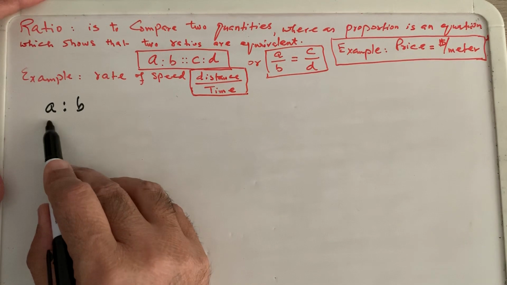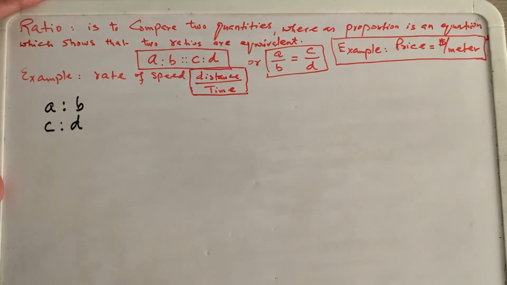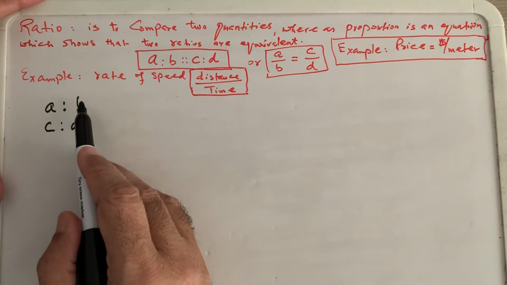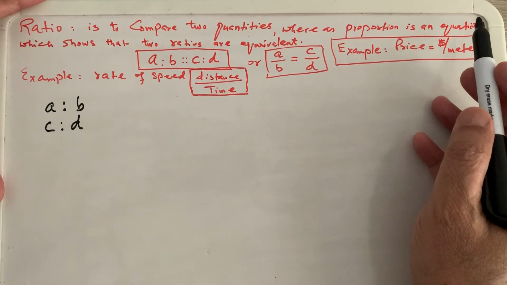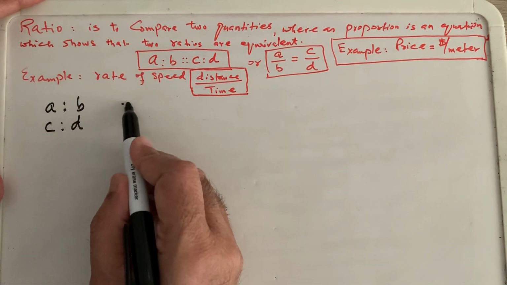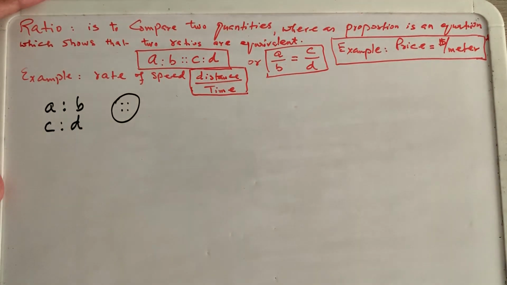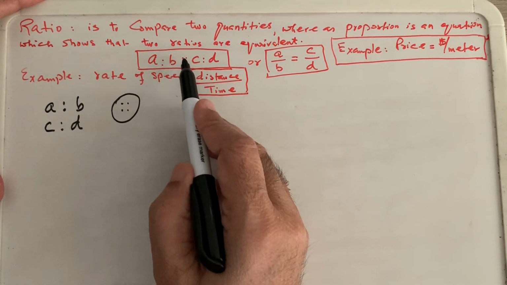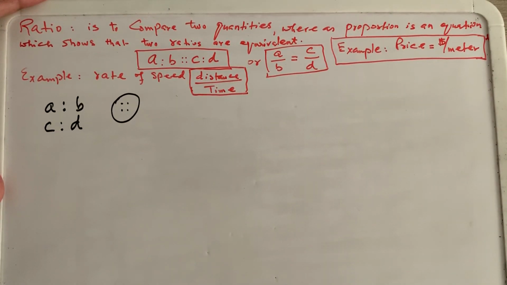And if another ratio is C is to D, two quantities C and D are in proportion if we are equating them. So proportion is an equation. When we equate them, these four dots are called proportion. Whereas the proportion is an equation which shows that two ratios are equivalent. Just remember the simple one line definition: ratio is to compare the two quantities, whereas proportion is an equation which shows that two ratios are equivalent.